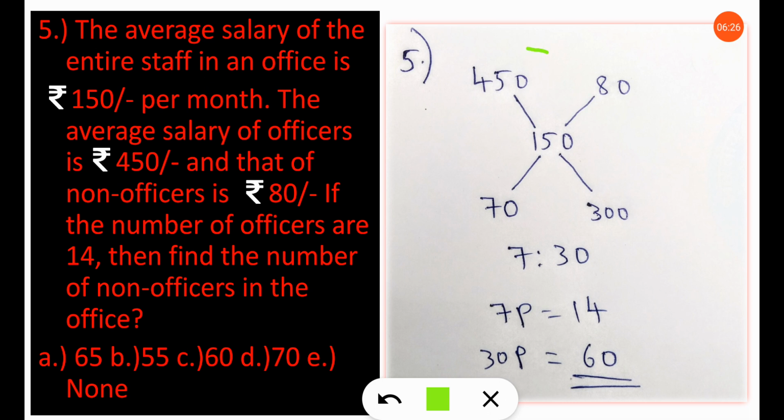So it has given the average salary of officers is 450, average salary of non-officers is 80, and the average salary of the entire staff is 150. So we'll observe the differences. 450 and 150 difference is 300. Difference between 150 and 80 is 70. Zeros cancel, so 7 is to 30. 7 parts value, officer strength is 14, that is 7 into 2 equals 14. We were asked to identify the 30 parts value, that is 30 into 2 equals 60. There are 60 non-officers. I hope you understood this one.